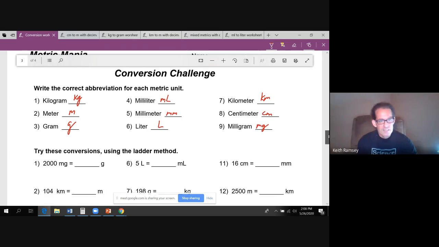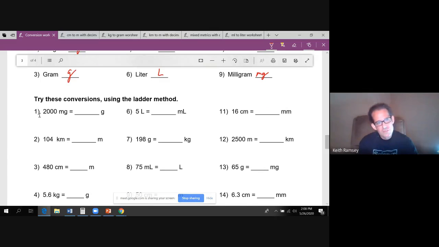Let's take a look at some of these conversions. So I have 2,000 milligrams. How many grams is that? Well, that would just be 2, because we know that there are 1,000 milligrams in a gram. If I have 5 liters, how many milliliters is that? So a milliliter is really small. It's 1/1000th. So this would be 5,000 milliliters.